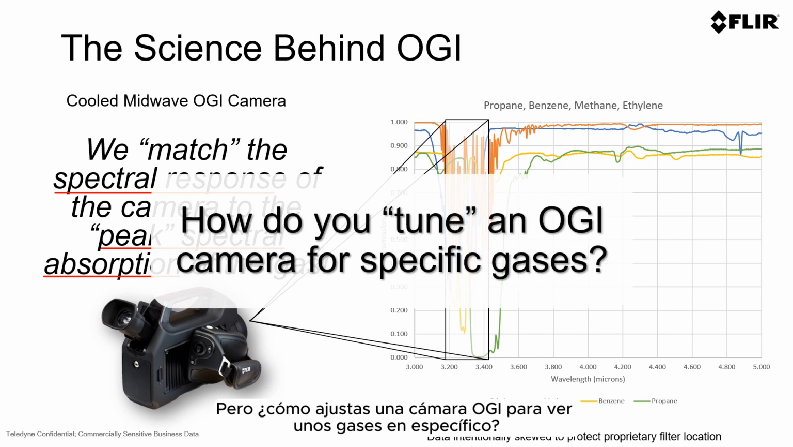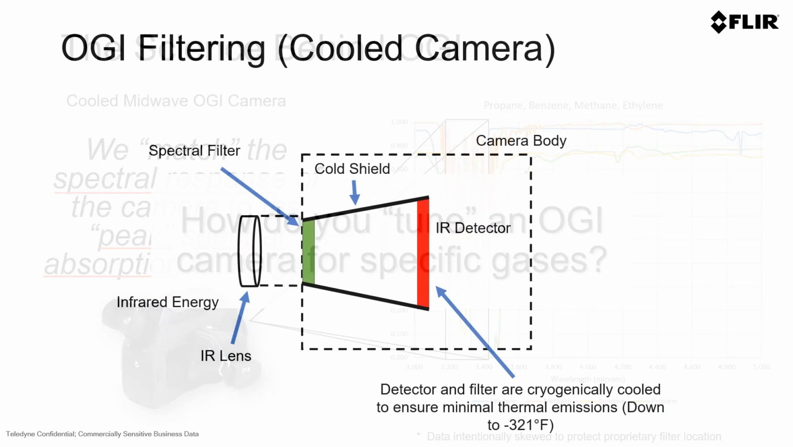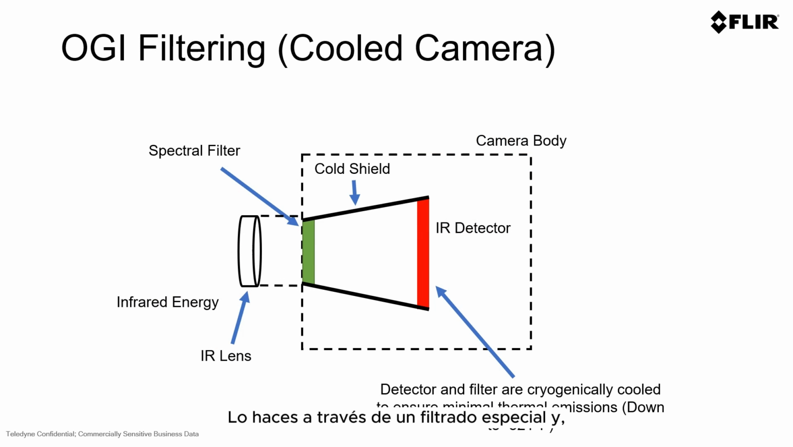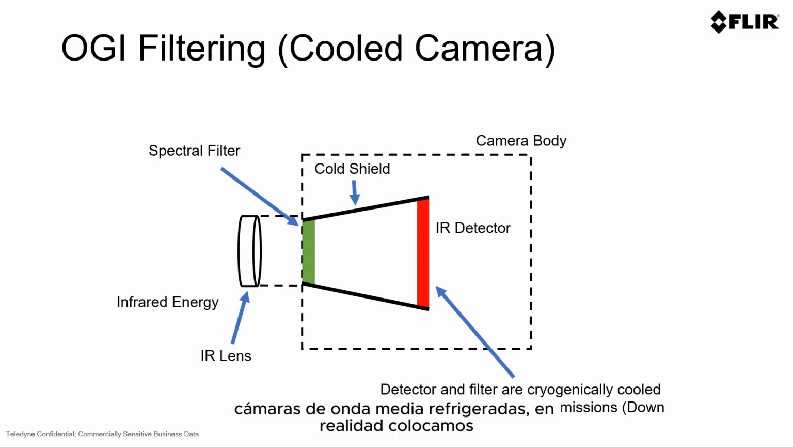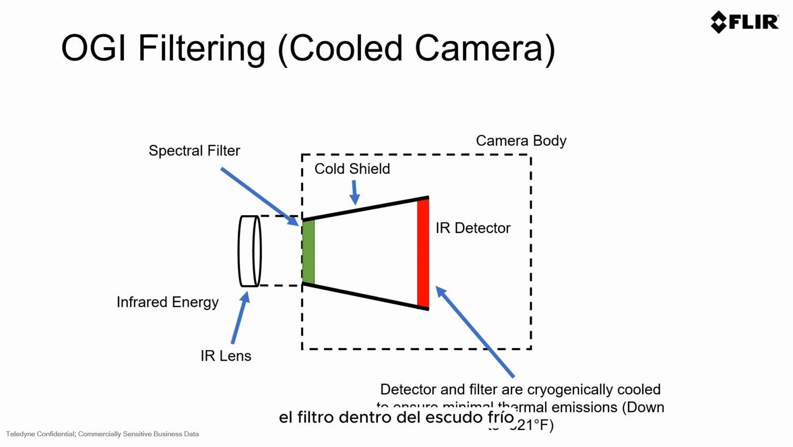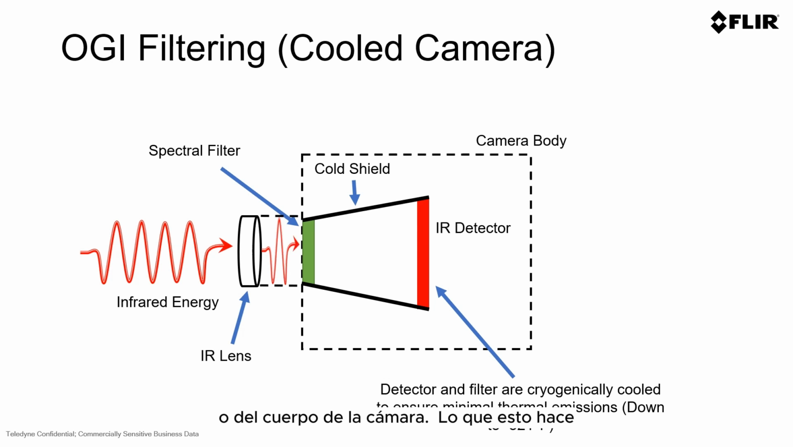But how do you tune an OGI camera? You do that through special filtering. In our hydrocarbon cameras, which are cooled midwave cameras, we actually put the filter inside the cold shield of the camera body. What that does is allow the energy to come through the infrared lens and reach the camera body. At that point, it hits the spectral filter, which is filtered at 3.2 to 3.4 microns. That limits the amount of energy that gets through the spectral filter and hits the infrared detector.